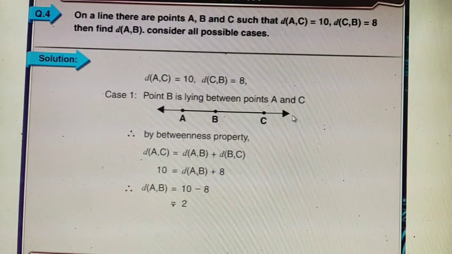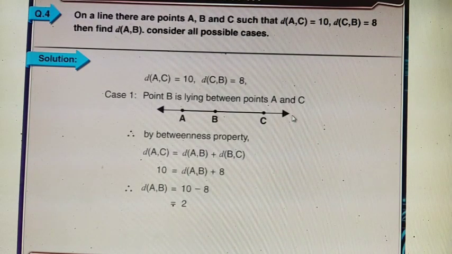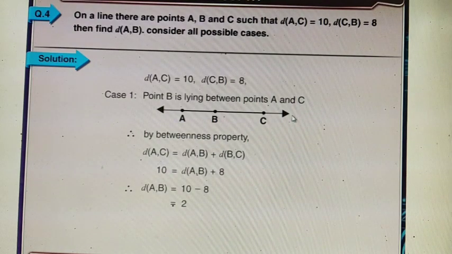On question number 4, on a line there are points A, B, C such that distance AC is equal to 10, distance CB is equal to 8. Then find distance AB. Consider all possible cases. Solution: first, distance AC is equal to 10, distance CB is equal to 8.